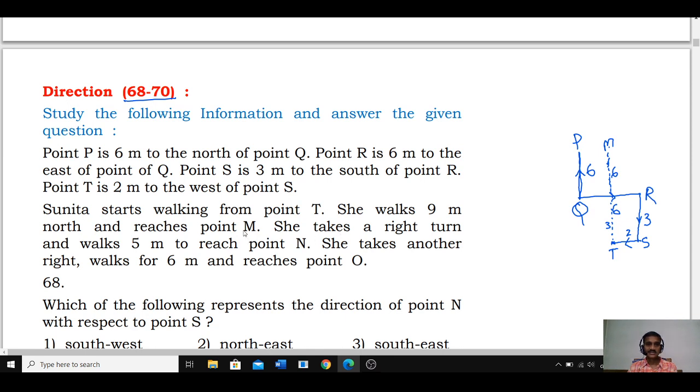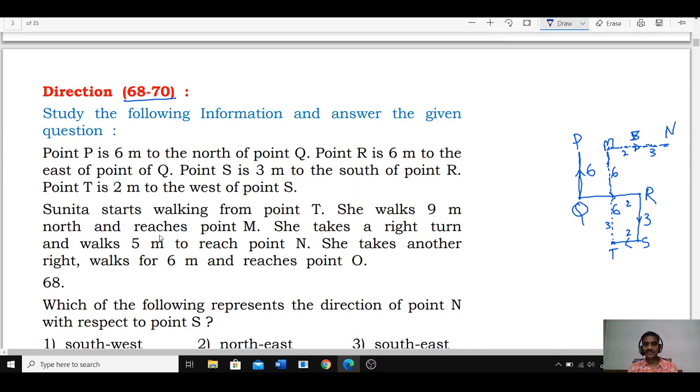She takes a right turn and walks 5 meters. From here, to the right-hand side, as this person is moving towards north, right means towards our right. The distance is 5 meters. Out of this 5, up to here it is only 2 meters, and this will be 3. This 2 and this 2 are one and the same. Hence 2 plus 3, 5 meters towards her right-hand side, to reach point N, which is 5 meters to the east of M.